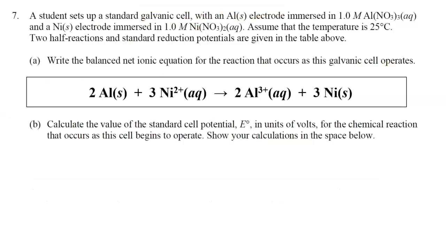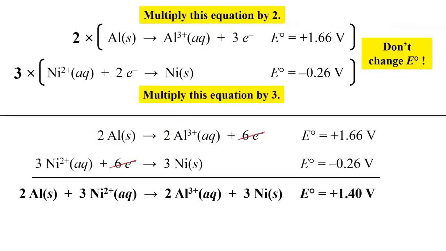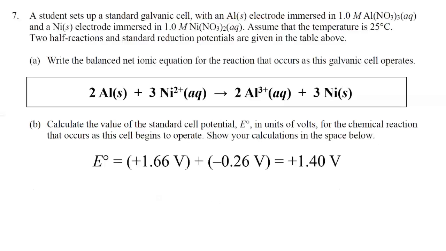And then for the value of the standard cell potential, that would be positive 1.40 volts, because it was positive 1.66 for the half reaction that we reversed, and then plus negative 0.26. That gives us a value of 1.40 volts. So that's our answer to both part A and part B.